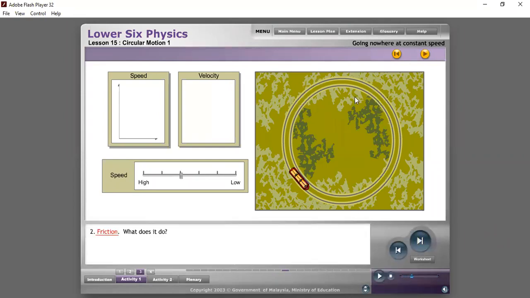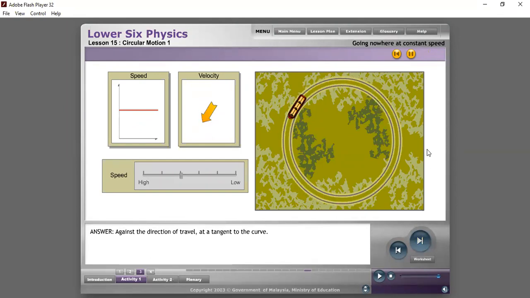2. Friction. What does it do? Answer: acts against the driving force and will increase until it balances the driving force and constant speed results. What is its direction? Answer: against the direction of travel, at a tangent to the curve.